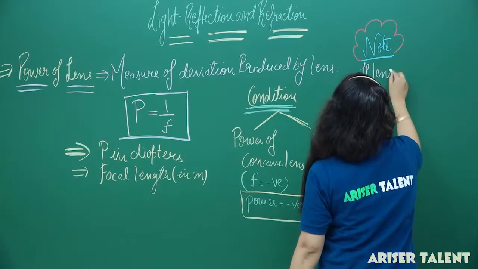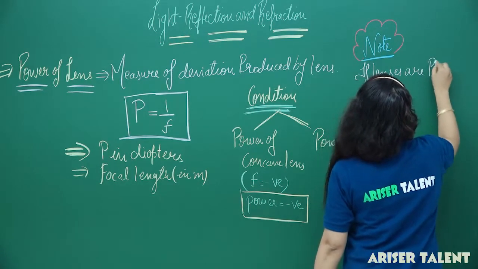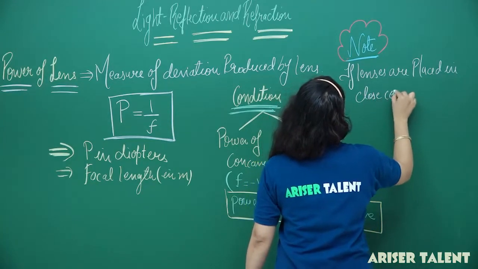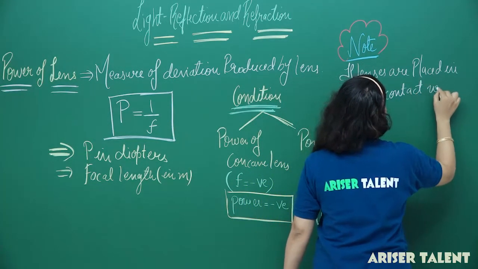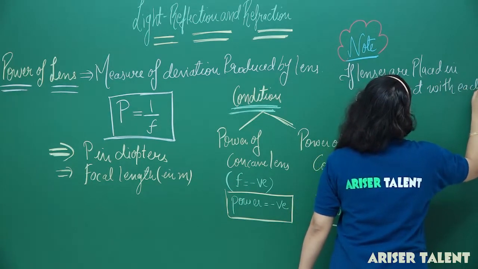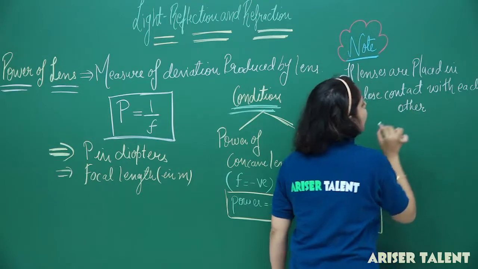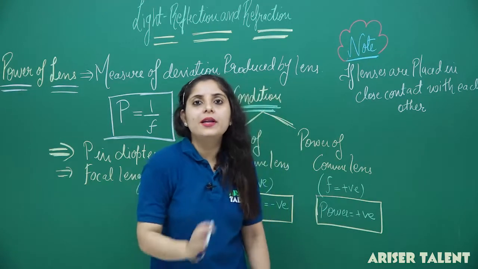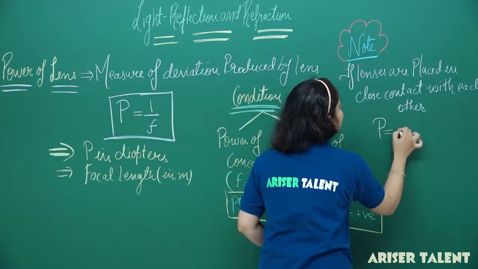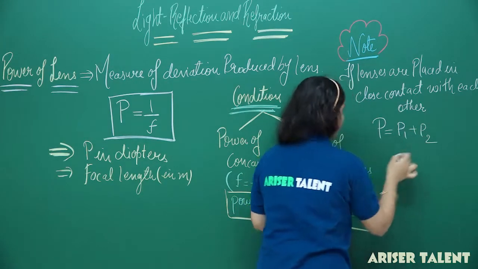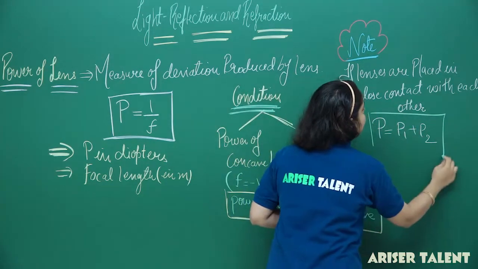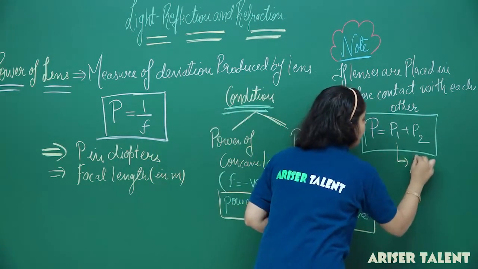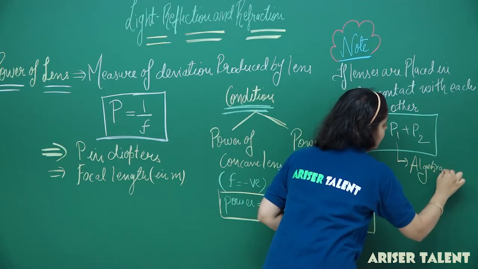If lenses are placed in close contact with each other, then the total power of both the lenses will be the algebraic sum of the individual powers. So, the total power will be given by P, and it will be P1 plus P2. It means this power will be the algebraic sum of individual powers. So, simply you have to just add the powers.